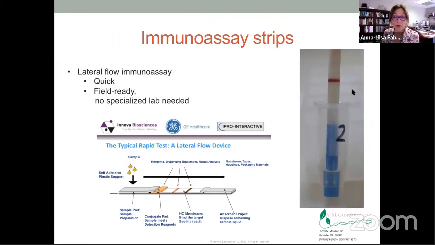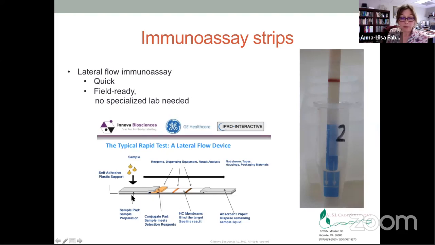These are also examples of immunoassays. This is Agdia's immunostrip that can be used for a quick test for such as TMV, tomato mosaic virus, Phytophthora. I believe that Agdia has many of these, and now they're very handy to have. They are quick, they are field ready. You don't need a specialized lab to do any testing if you're suspecting some.